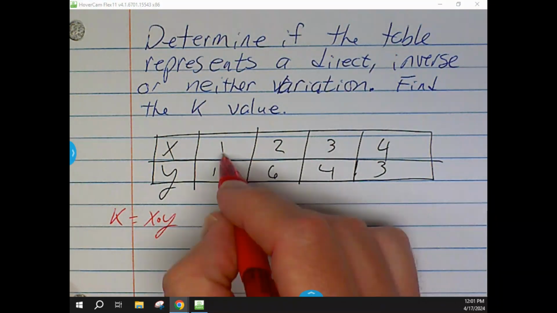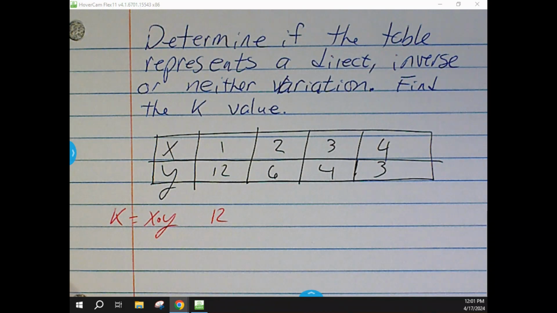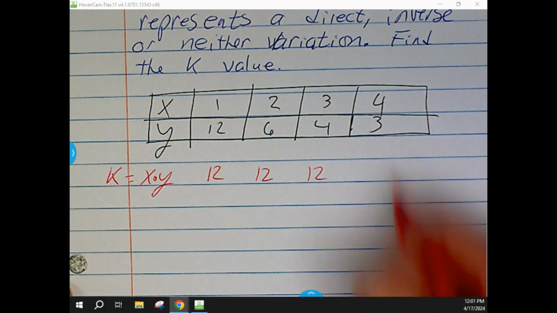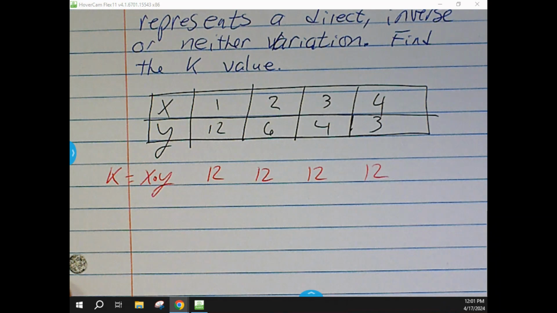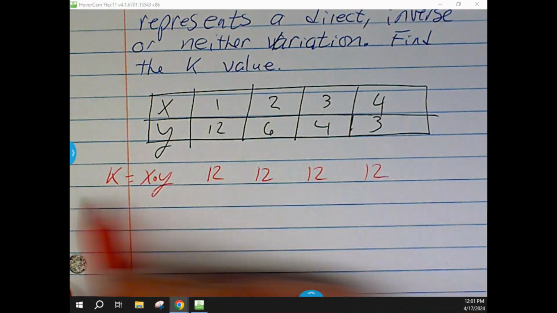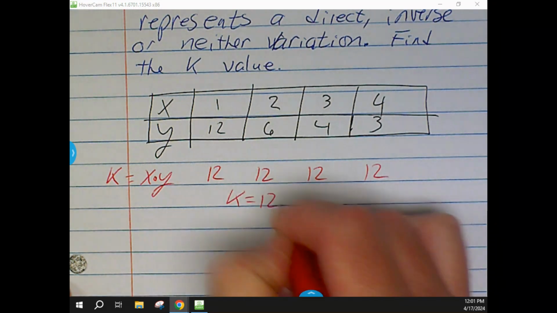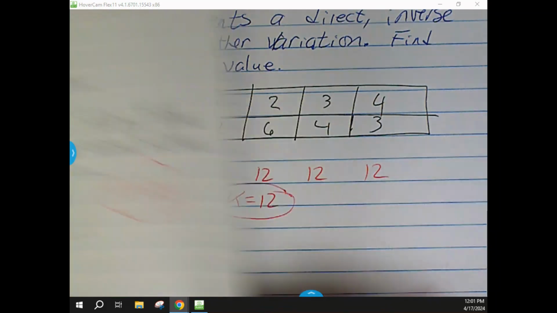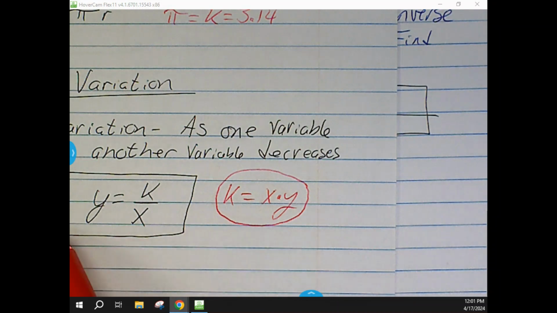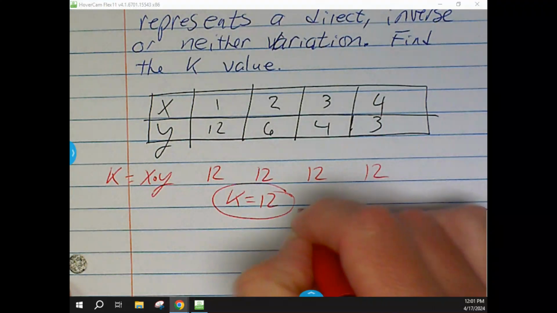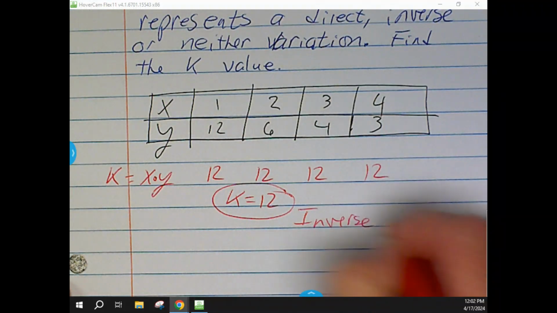Okay, so if we do x times y, 1 times 12 is 12. 2 times 6 is 12. 3 times 4 is 12. 4 times 3 is 12. So every single time we get the exact same number. If every single one of these numbers is the same, well, then we've got k equals 12. And again, if you multiply x and y together to get the k value, that means it's an inverse equation. So they ask you, what's this thing going to be? That's going to be an inverse.